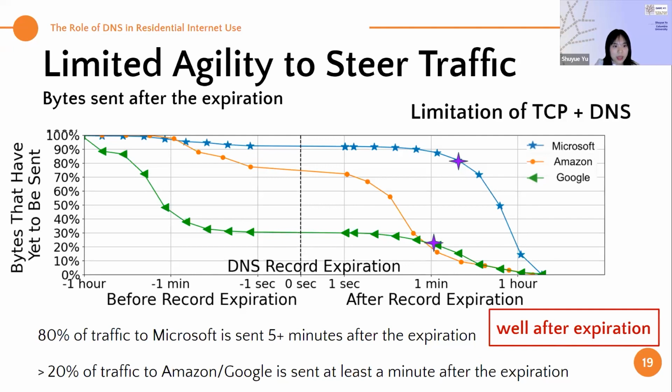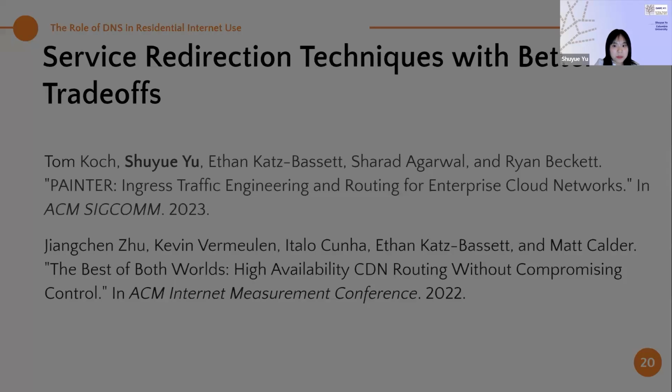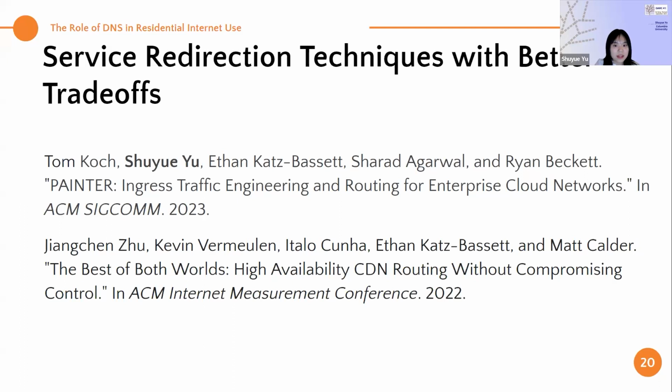Next week at SIGCOMM, we'll be presenting our work with Microsoft that solves this problem. This work, PAINTER, can redirect ongoing flows to new paths and new destination IP addresses in response to failures and to improve performance. We also have another publication at IMC on better service redirection techniques. Please check them out if you are interested.